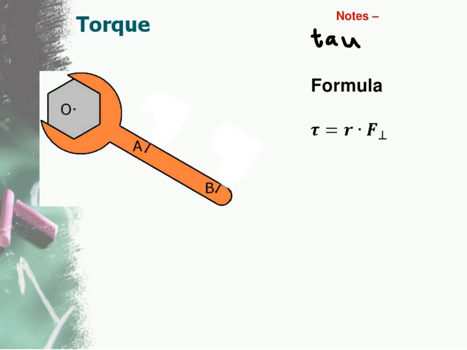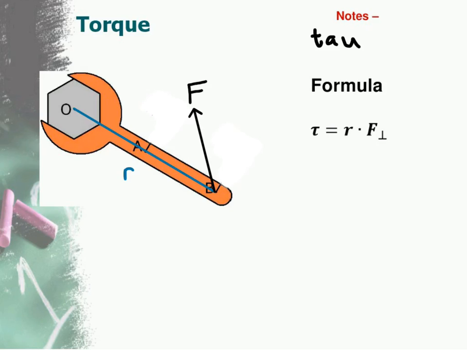So the formula for torque is you take the distance that force is applied away from the pivot point. So that's going to be R. So if we go R distance away from the pivot point, and we apply this force F, what I really want is the perpendicular component of this force. And when I say perpendicular, I mean perpendicular to this line right here, the R.